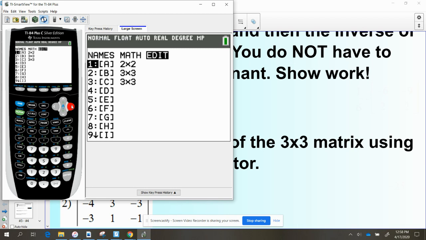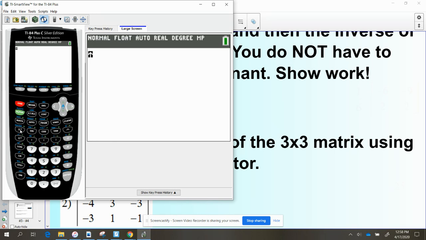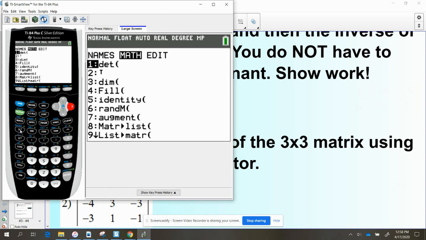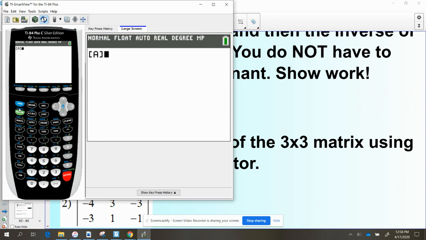Reminder, the inverse of a matrix can only be found in a square matrix, so 2 by 2, 3 by 3, 4 by 4. And then once you select your matrix, if you go under the math menu, that will help you find the determinant. And if you want to double check what the inverse of your matrix is, you would take your matrix and hit inverse to get that answer.